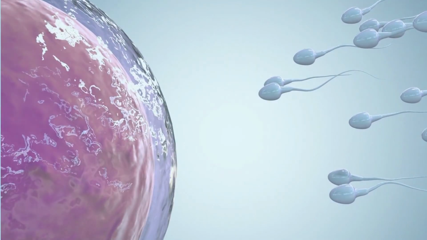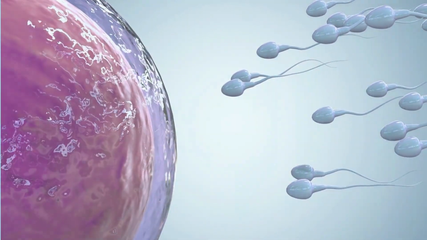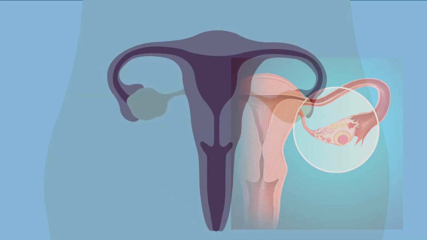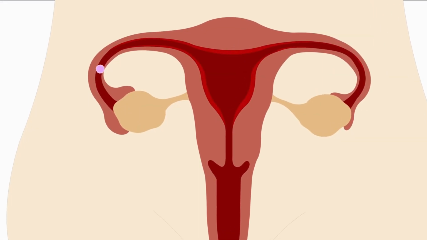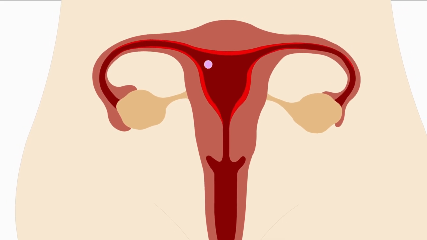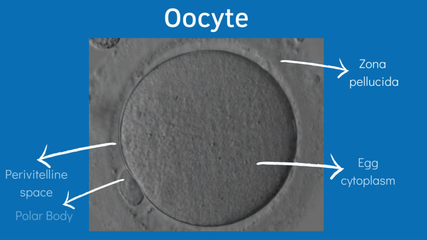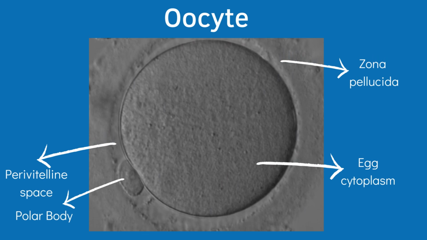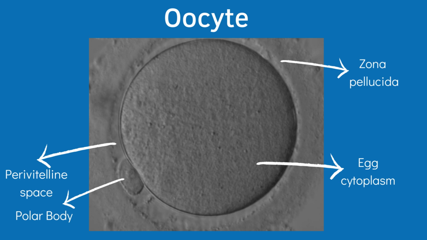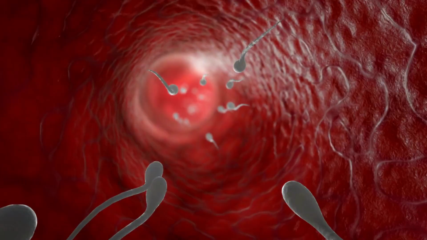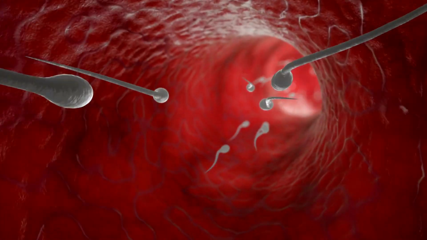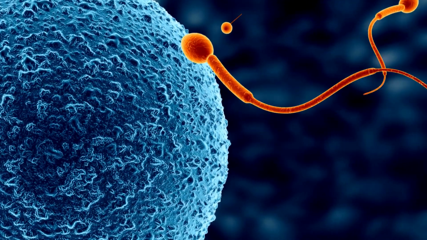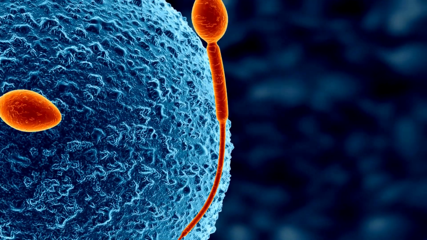Oocytes, on the other hand, are the most massive cells in the human body. They are produced in the ovaries and released during ovulation. An optimal oocyte is characterized by a spherical shape, a uniform and intact zona pellucida, a translucent cytoplasm without any visible abnormalities, and the presence of a properly sized polar body. To fertilize an egg, a healthy sperm must pass through the female reproductive channel and penetrate the zona pellucida surrounding the oocyte. This process is known as sperm-egg binding.